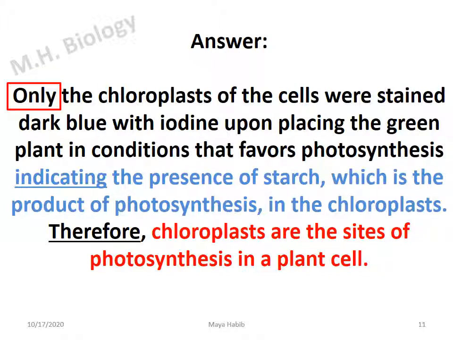It is important to mention that only the chloroplasts were stained, meaning that all other organelles were not stained with iodine, and you have to say that the plant was kept in conditions favoring photosynthesis because we are studying this process. And then, you have to say what the observed results indicate. Of course, in this case, it indicates the presence of starch in the chloroplasts. Finally, you write your conclusion, which is the answer of the question. In this case, the conclusion would be, chloroplasts are the sites of photosynthesis.